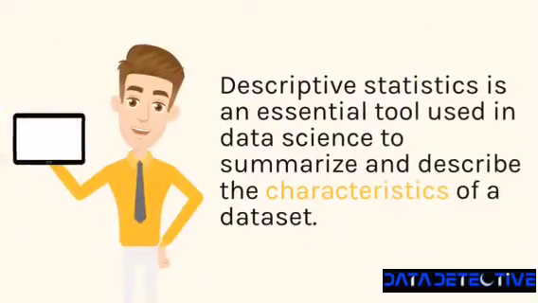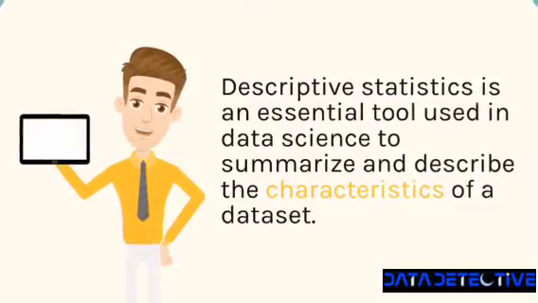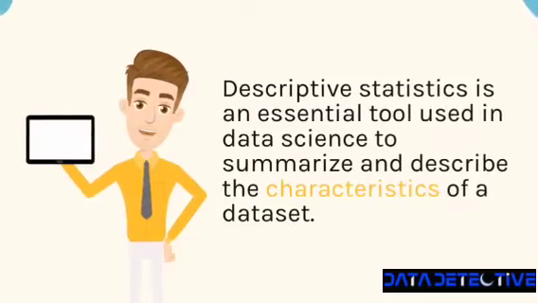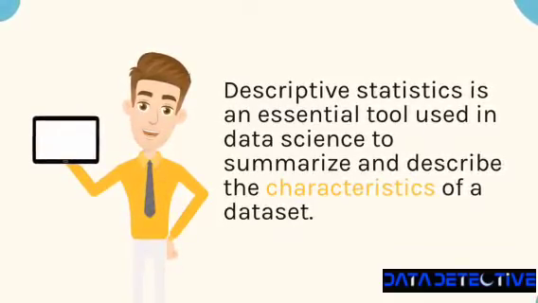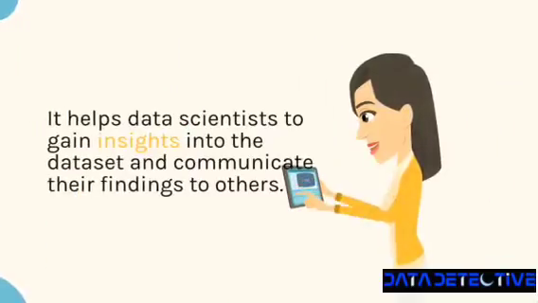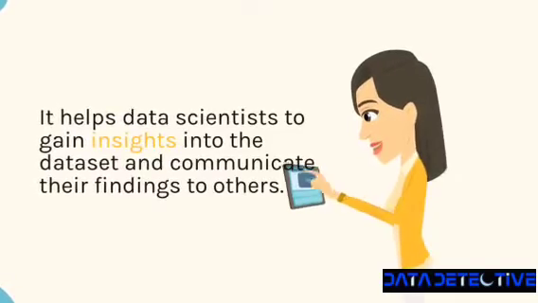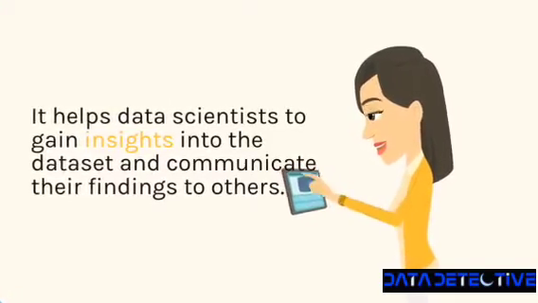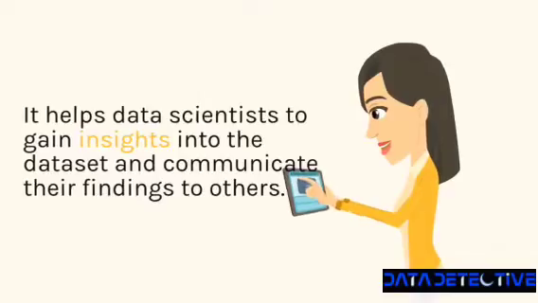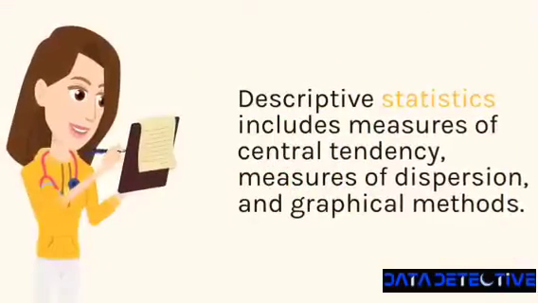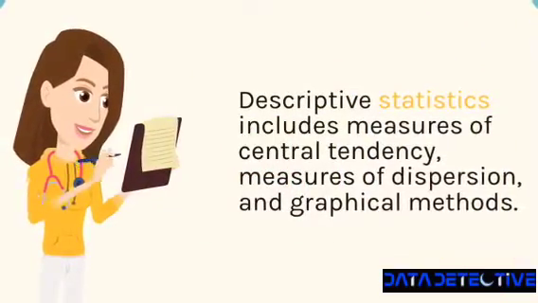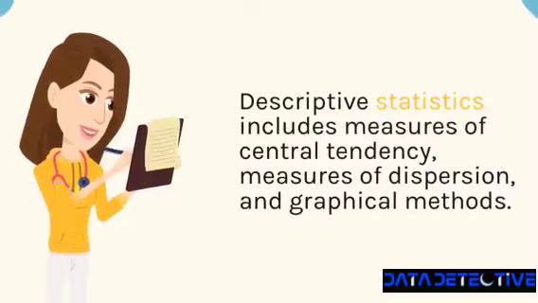Descriptive statistics is an essential tool used in data science to summarize and describe the characteristics of a dataset. It helps data scientists to gain insights into the dataset and communicate their findings to others. Descriptive statistics includes measures of central tendency, measures of dispersion, and graphical methods.